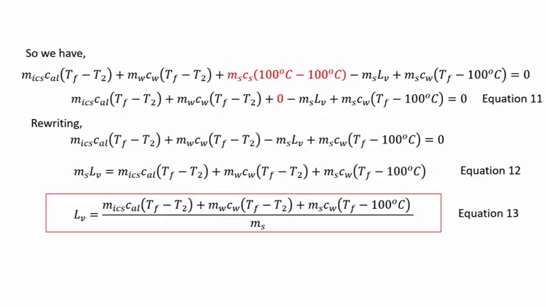So we have equation 11. Rewriting the equation to solve for the latent heat of vaporization, we have equation 12. Then dividing both sides by the mass of the steam, we arrive at the equation for the latent heat of vaporization as the steam is converted into water. This is shown in equation 13.